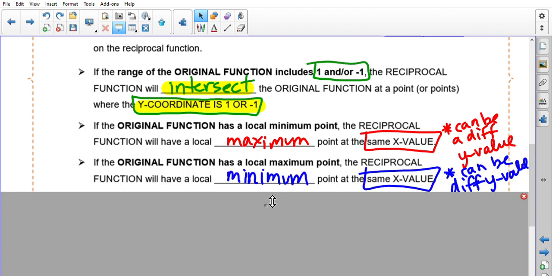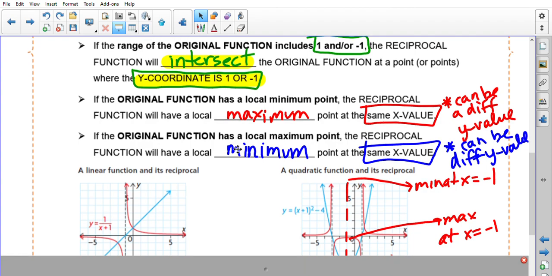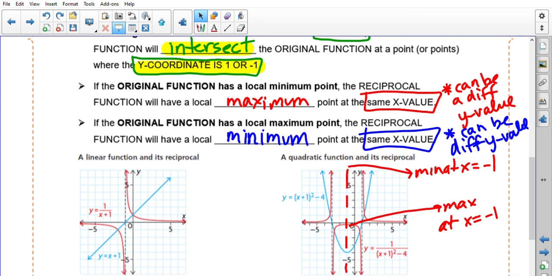Now this is something that's a little new that you may not have noticed. I'll scroll all the way down now. If the original function has a local minimum, let's look at the diagram down here, this blue graph. The blue graph has an absolute minimum here, but we can also just refer to it as a minimum. If you notice, the reciprocal has the opposite. It has a maximum at that same x value. So the original had a minimum at x equals -1, so that's in blue here.